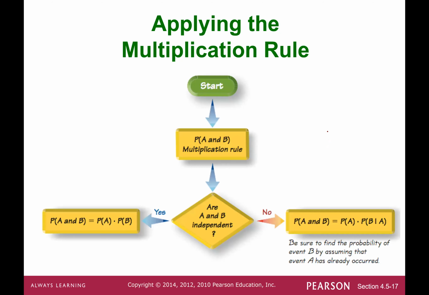So let's look at this diagram or flow chart to help you distinguish when to apply the different multiplication rules. Anytime you want to use a multiplication rule, you always start with the language A and B, right? They both occur at the same time. If they are independent, then the probability of A and B equals probability of A times probability of B. If they are not independent, meaning they are dependent, then we use the conditional probability: probability of A times probability of B, given that A already occurs, right? So 2 different directions in this case.